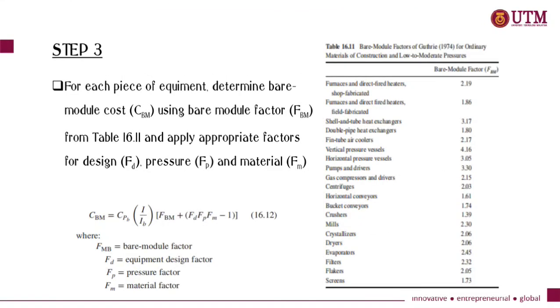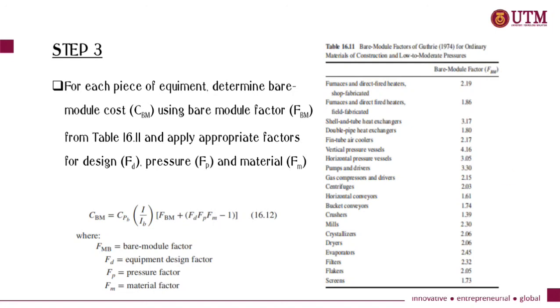So next is step 3. For each piece of equipment, determine the bare module cost, which is the CBM, using a bare module factor FBM from the table below, and then apply the appropriate factors for design, which is FD, pressure FP, and material FM. Then we are going to use this equation for the CBM, as we can see here in the equation.